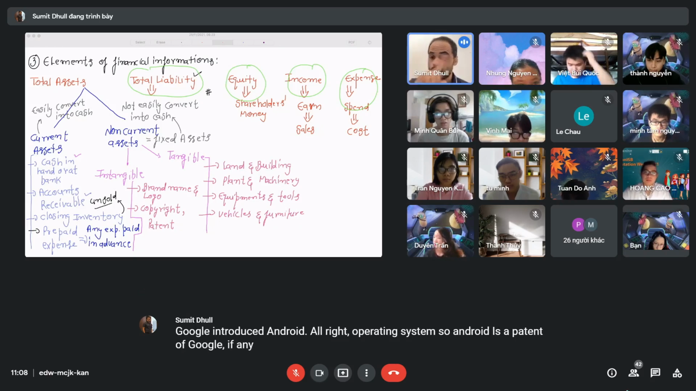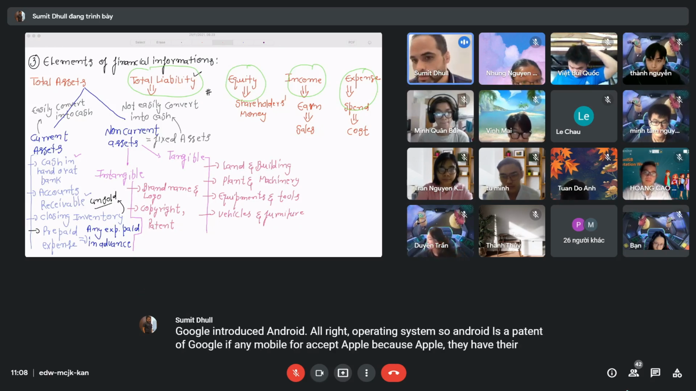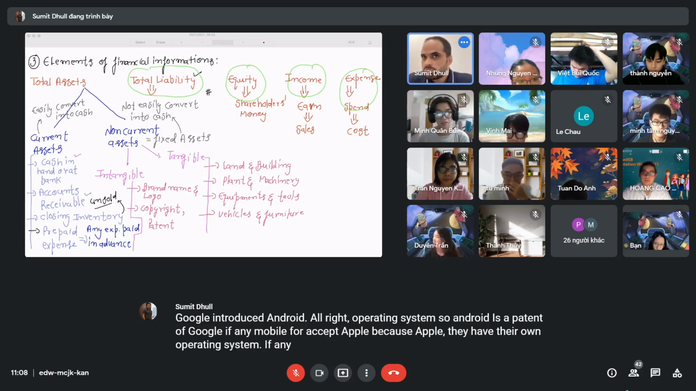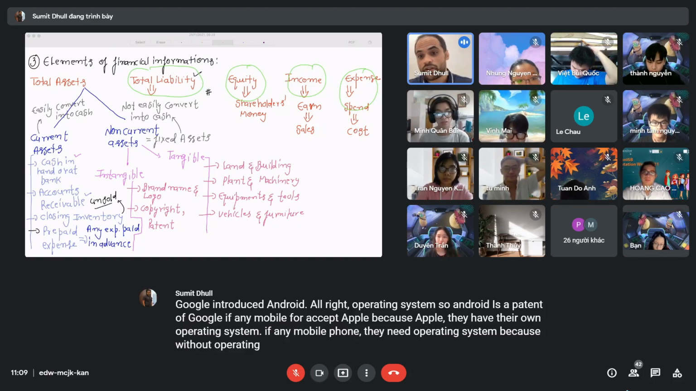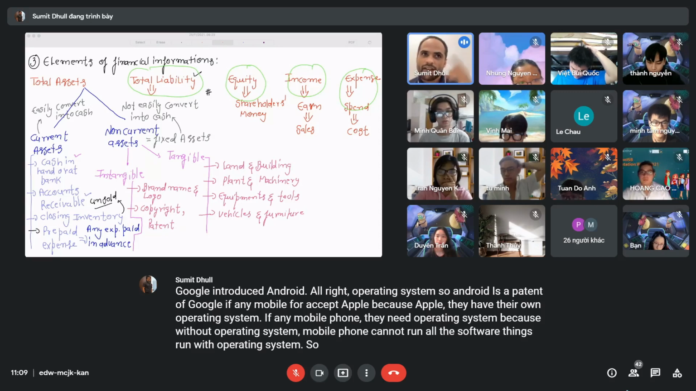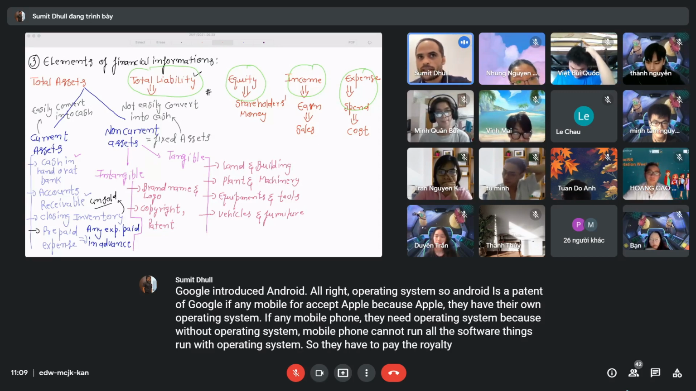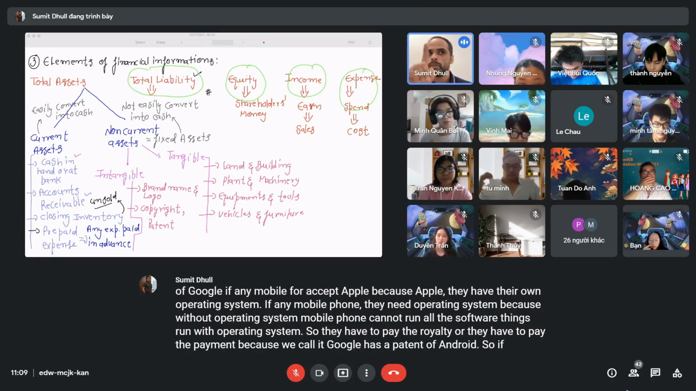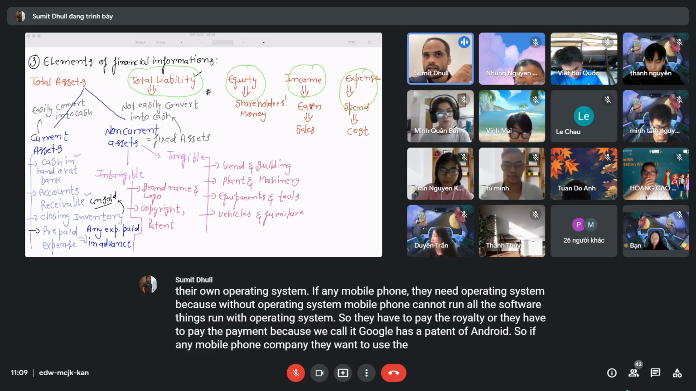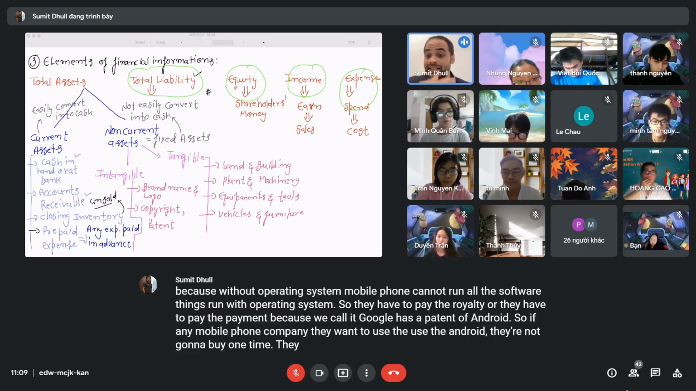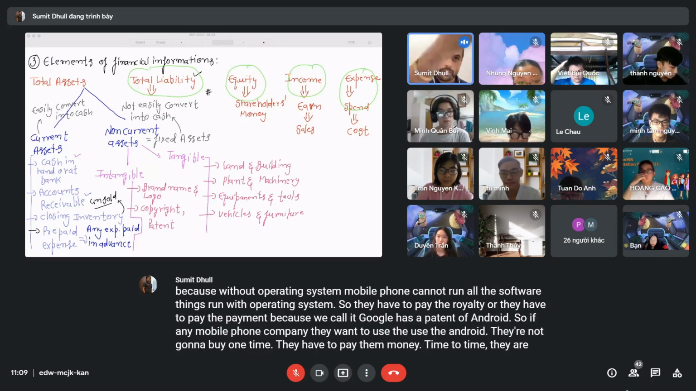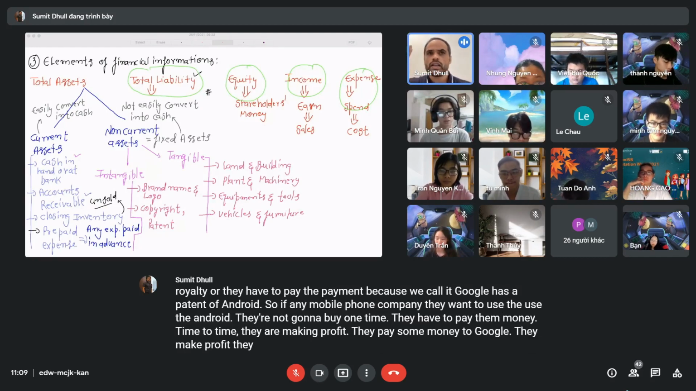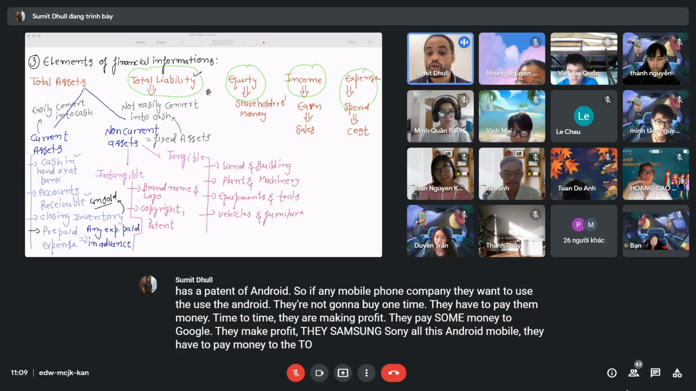If any mobile phone except Apple, because Apple has its own operating system, needs an operating system, because without an operating system a mobile phone cannot run. All the software runs with the operating system. So they have to pay the royalty, or the patent, because Google has a patent on Android. If any mobile phone company wants to use Android, they're not going to buy it one time. They have to pay money from time to time. They make profit, so they pay some money to Google. Samsung, Sony, all these Android mobiles have to pay money to Google.